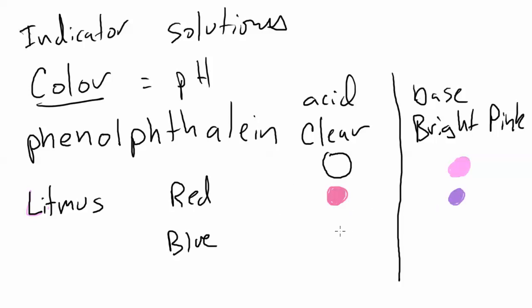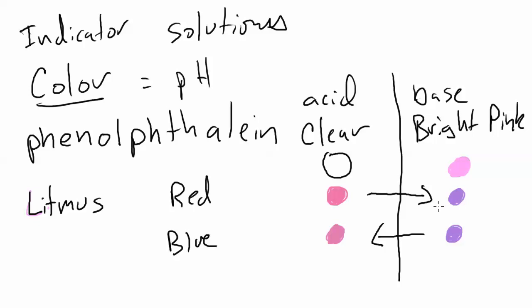And blue litmus will be blue in a base, and then it will turn red in an acid. So blue litmus starts out blue and turns red if you put it in an acid. Red litmus starts out red and turns blue if you put it in a base.